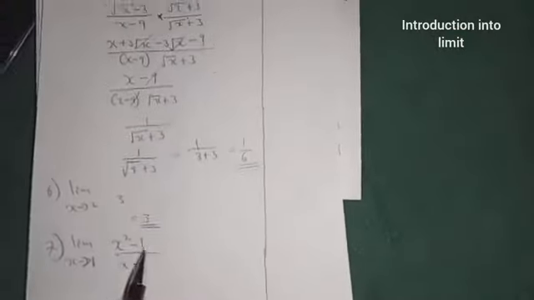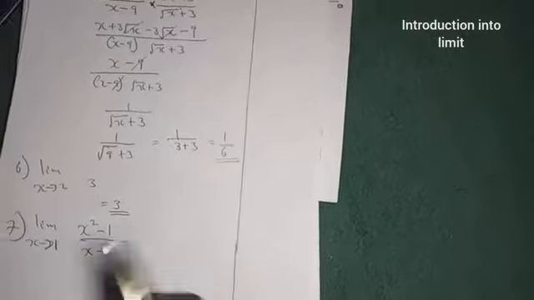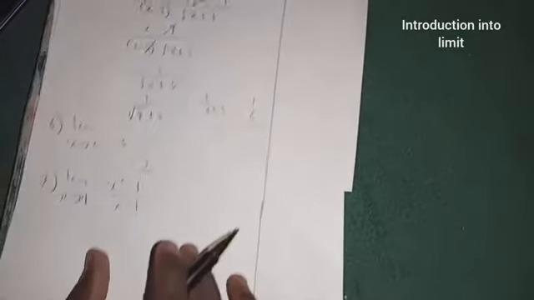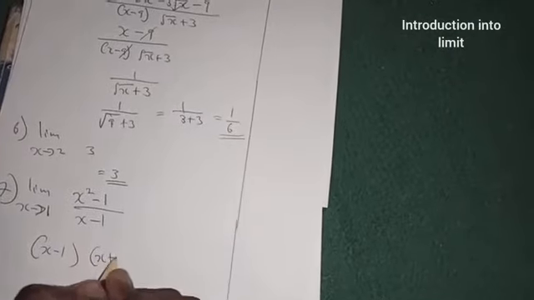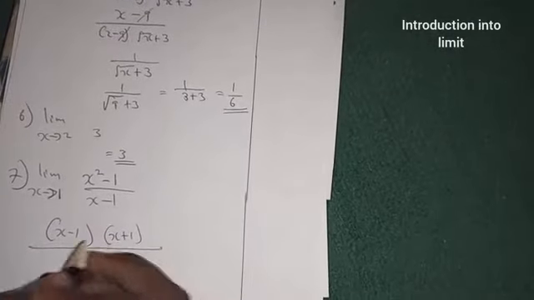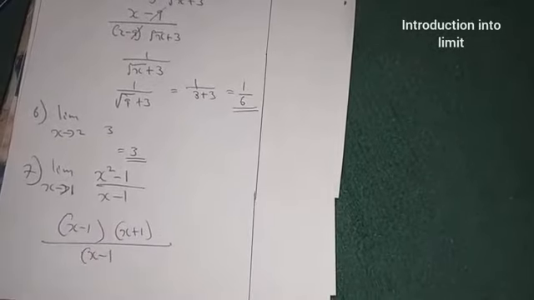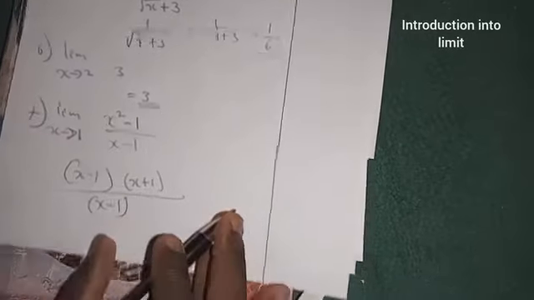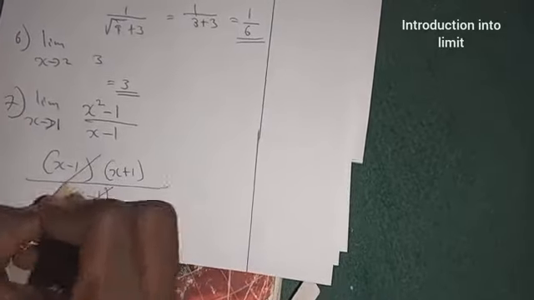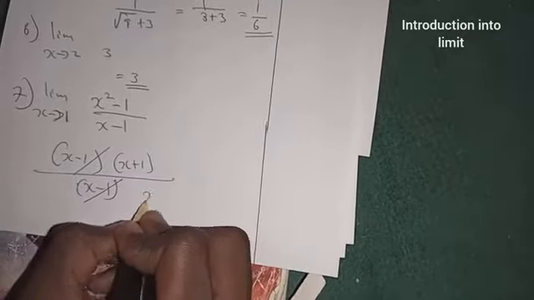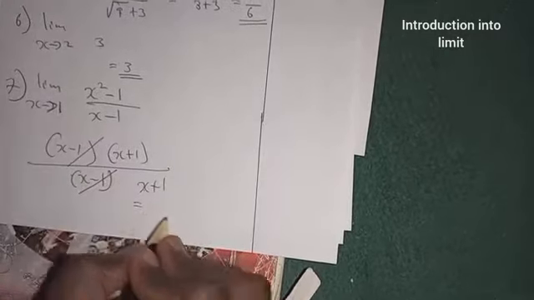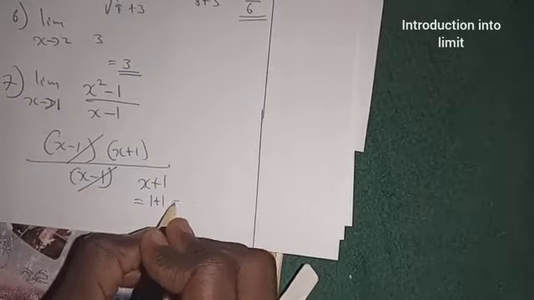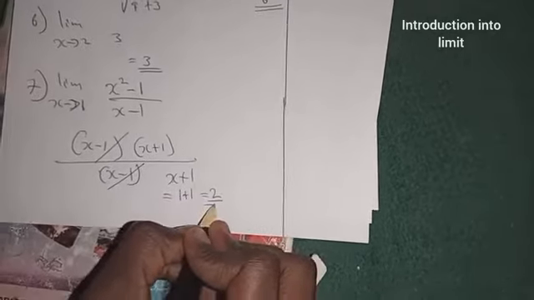You can find the factors of the quadratic equation such that if you expand the bracket, it gives you back what we have in the question. So this will be x minus 1 and x plus 1, all divided by x minus 1. So now you can see this and this are the same, so they'll cancel each other, and we are left with x plus 1, which equals, our value of x is 1, so this will be 1 plus 1, which equals the final answer.